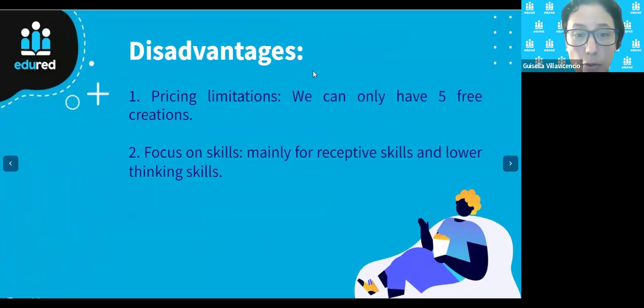Maybe the disadvantage of WordWall is the pricing limitations. Digital tools, guys, are companies. And the companies need to make money, right? They need to make money because it's their business. So some companies offer this option for free. This option you have to pay.